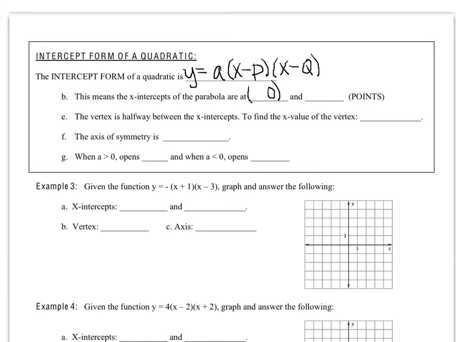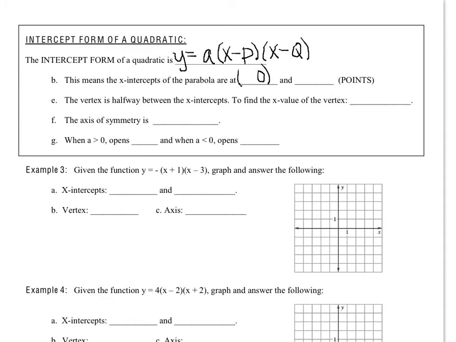So they're at the points (p, 0) and (q, 0). Those are my x-intercepts. Now the vertex is always going to be halfway between the x-intercepts. So to find the x value of the vertex, we just find the average: x equals (p plus q) divided by 2. That allows us to find the x value of the vertex.